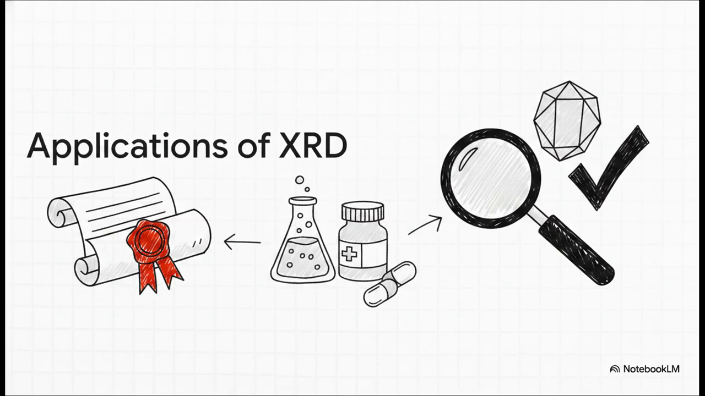Major industries rely on this to secure unique patents. Pharmaceutical companies use it to characterize complex drug formulations. A tiny 1% change in a drug's crystal structure can completely alter how it absorbs into your bloodstream. That subtle shift could turn a life-saving medicine into something totally ineffective or worse, dangerous. XRD is literally the irreplaceable quality assurance tool preventing that from happening.